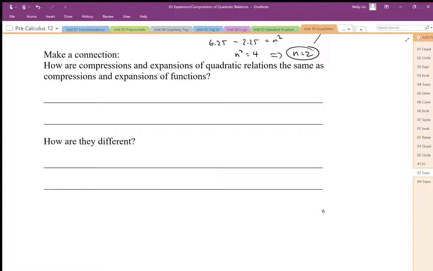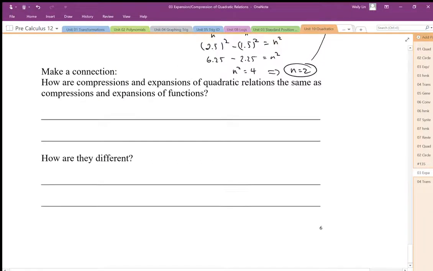So how are the compression and expansions of quadratic relations the same as compression and expansion of functions? Well, we know that if we divide by the expansion factor, so if I have f of x divided by a, we know that this is my expansion. It works in the opposite. So it's exactly the same.